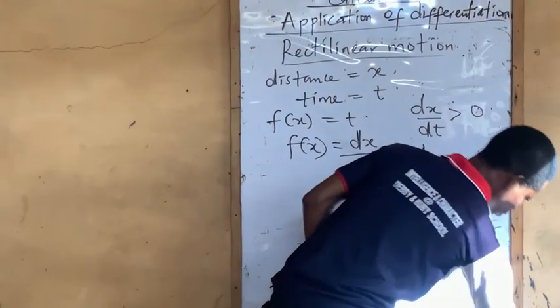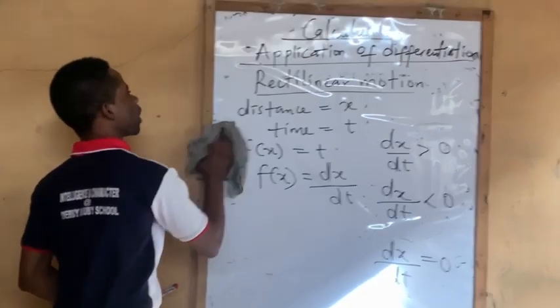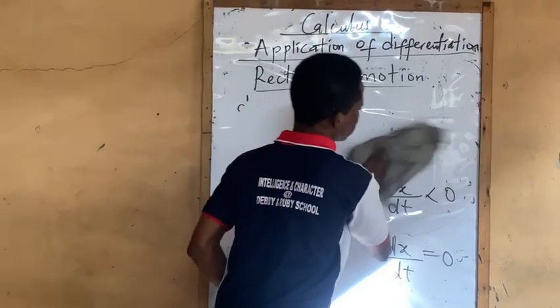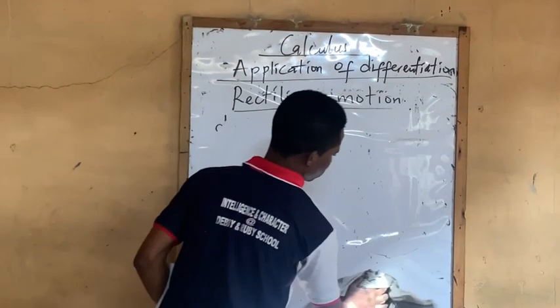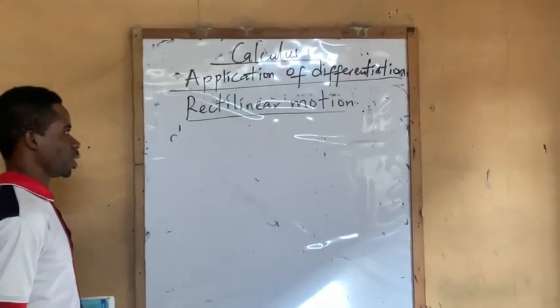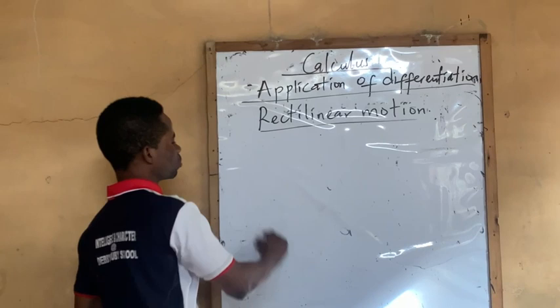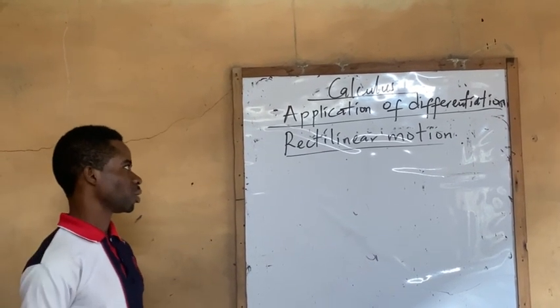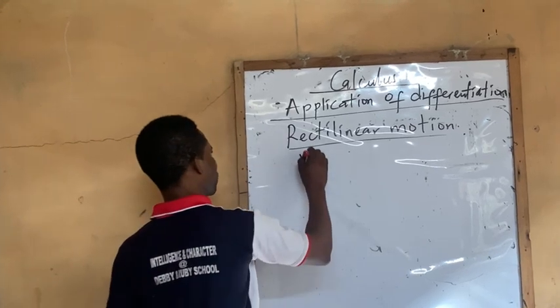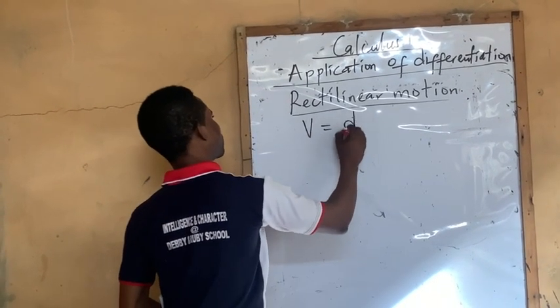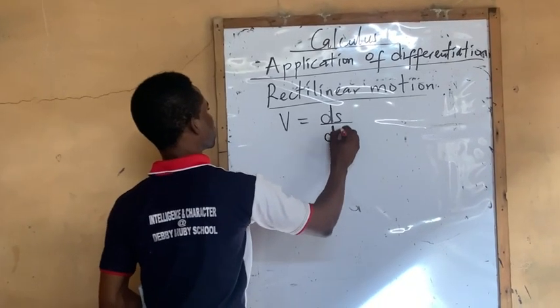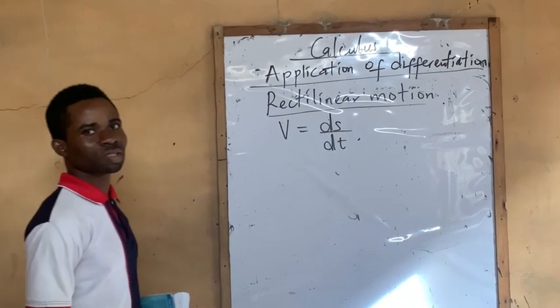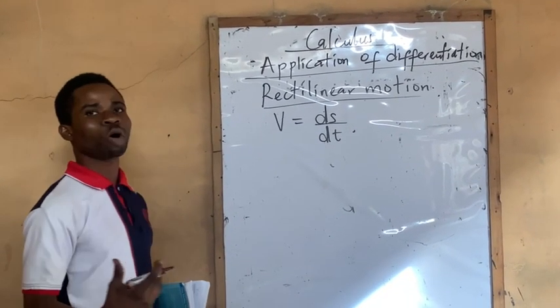Now, in case they talk about velocity also. Velocity is the change of displacement over time. So for velocity, you can have dx/dt, change of displacement all over time.